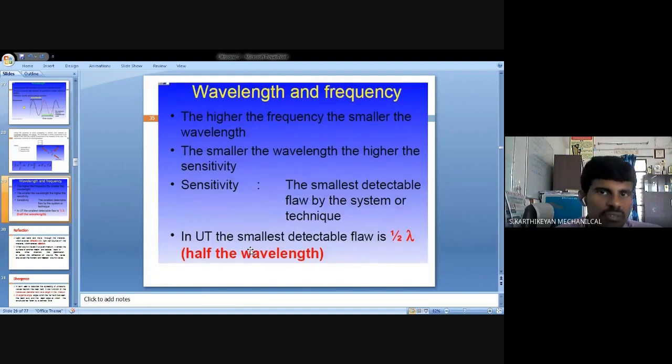This is the comparison between the wavelength and the frequency. The higher the frequency, the smaller the wavelength. It's a well-known thing. The smaller the wavelength, the higher the sensitivity. Sensitivity is the smallest detectable flaw by the system or a technique. Every system has sensitivity.